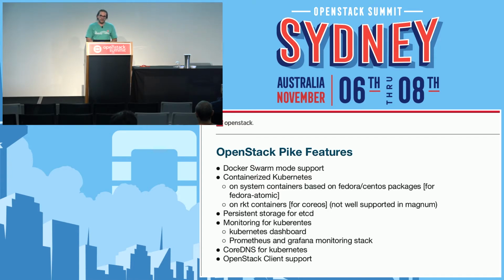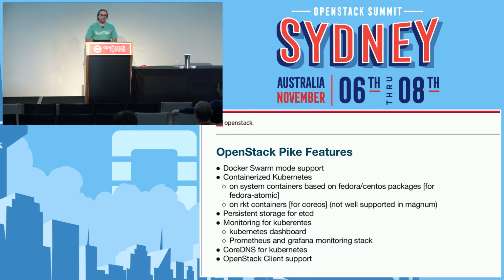We also added CoreDNS. CoreDNS is an alternative to kubedns. It's only a single binary and a single container instead of kubedns, which is four. And there is a proposal for CoreDNS to be the default DNS for Kubernetes.